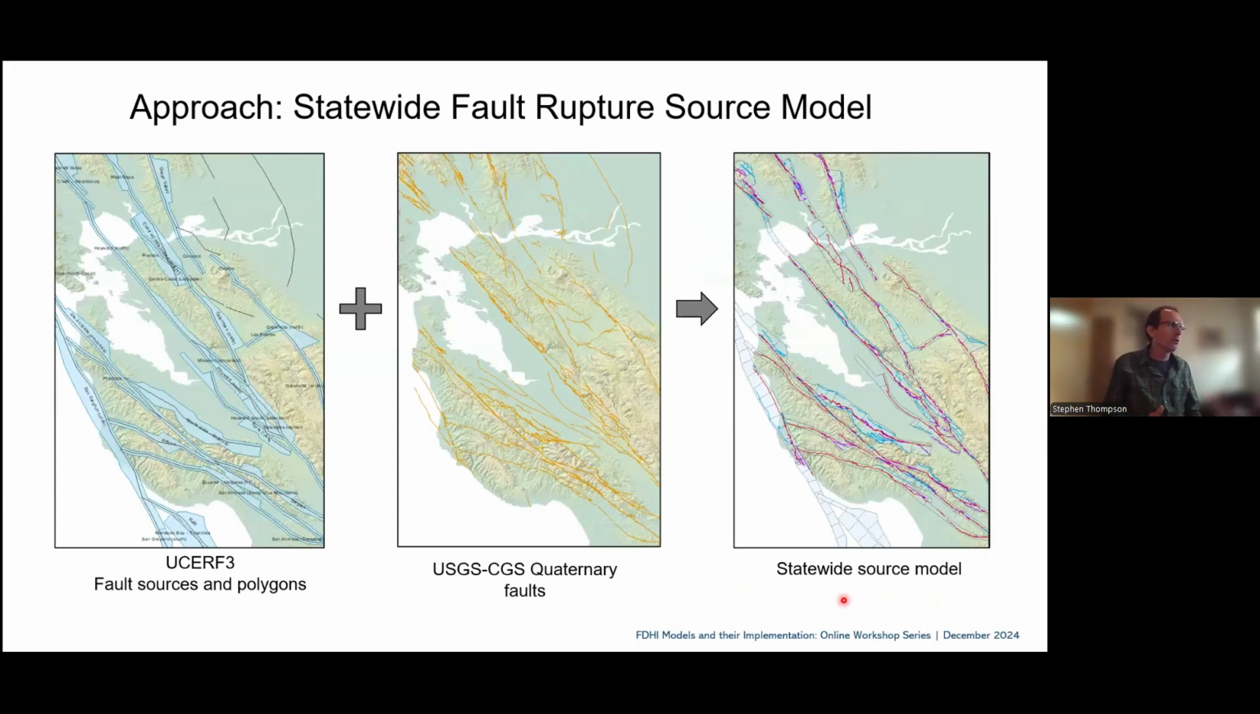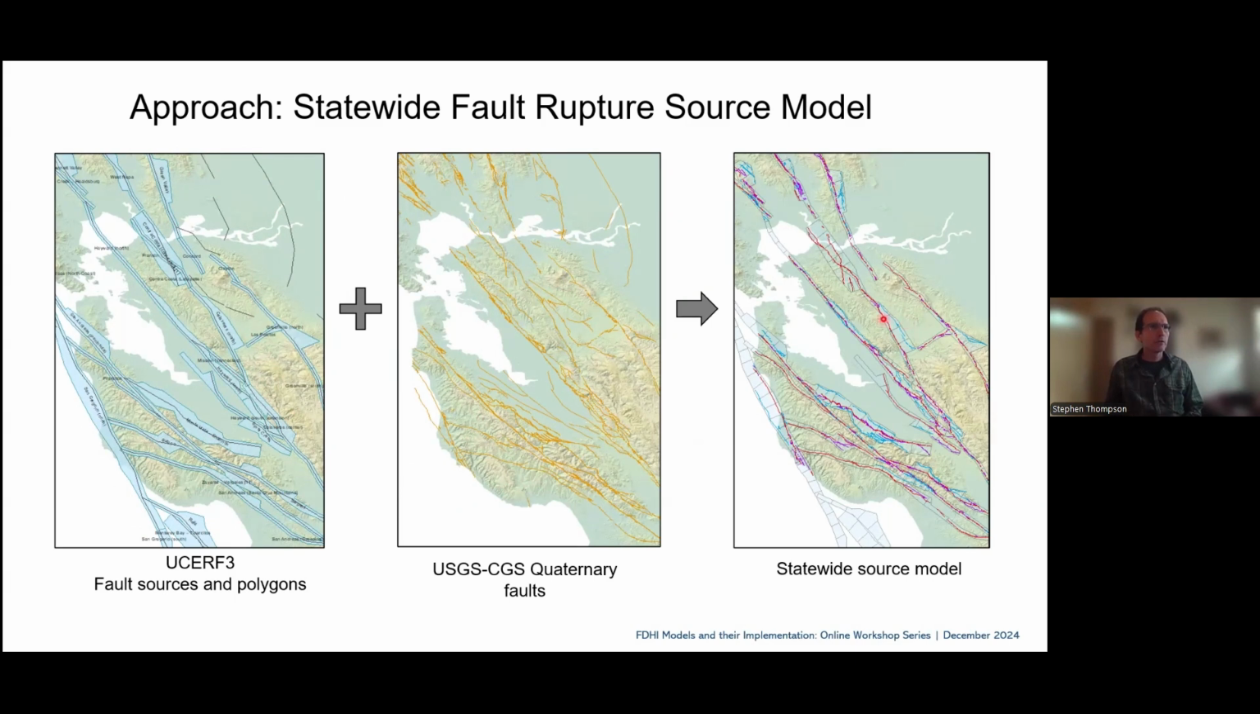The overall approach: this project was started prior to the most recent national hazard maps and the most recent earthquake rupture forecast. So we used the UCERF3 sources, and one of the valuable elements that UCERF3 developed was also the set of polygons surrounding the different UCERF3 sources. And so we're using that as our earthquake engine for our magnitudes and rates and locations. And then for the more specific location of where the rupture would occur at the surface, we're using the USGS CGS quaternary fault and fold database.